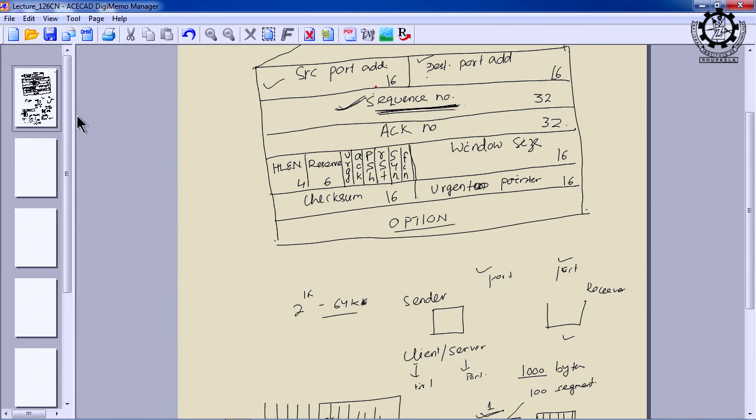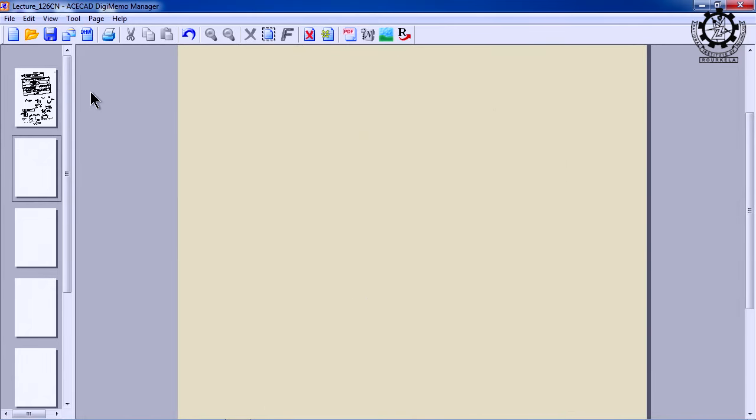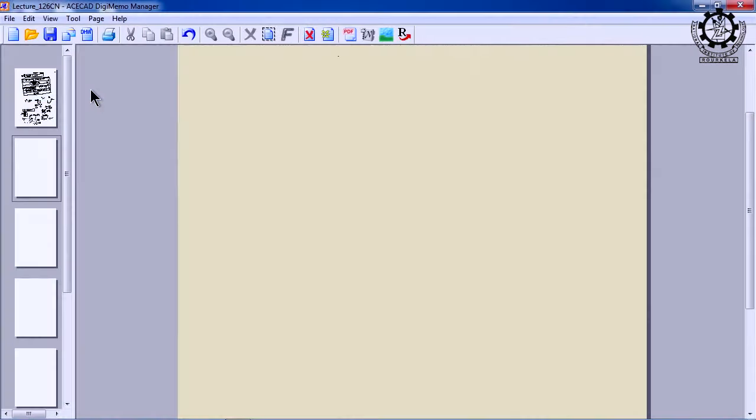Coming to the next field, the acknowledgement number. Do you know why the acknowledgement is required? To ensure the arrival of the packet at the receiver. That is the requirement of an acknowledgement. Now, let us say, earlier we used the acknowledgement in the DLL, if you remember.